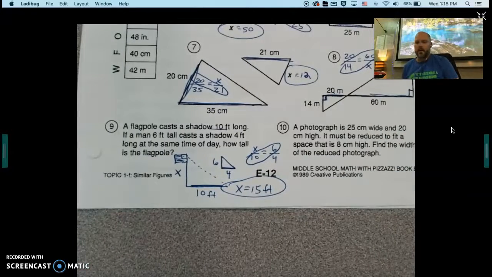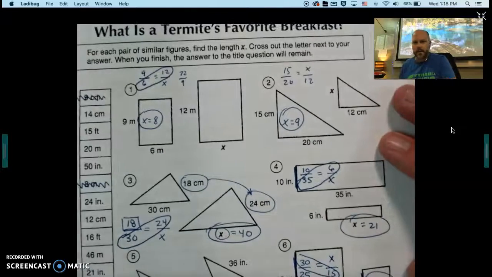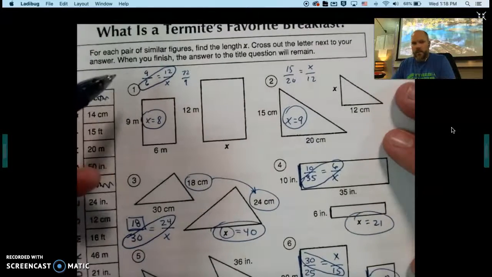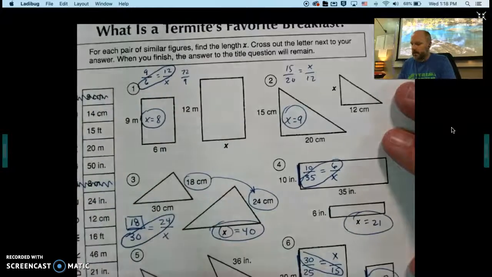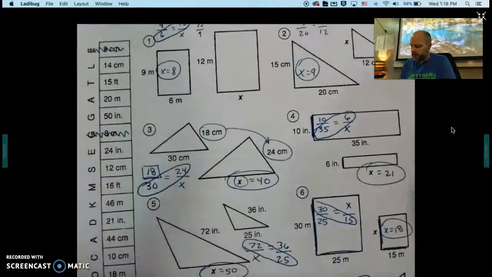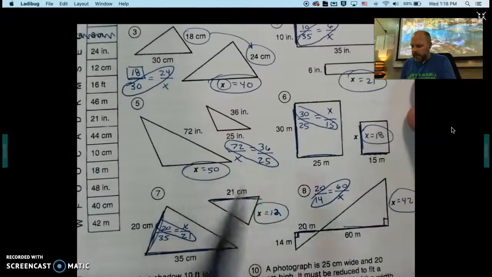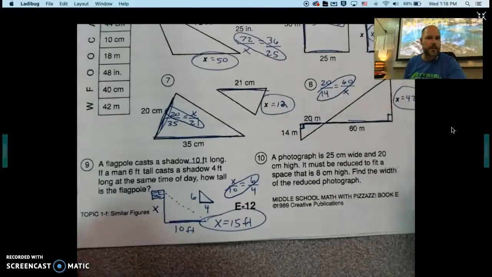Okay. Notice real quick, it doesn't really matter where your x is, okay? It doesn't matter. As long as your corresponding sides are lined up, it doesn't make a difference, okay? Sometimes the x is on the bottom right, sometimes it's on the top right, sometimes it's on the bottom left, sometimes it's on the top left. It doesn't matter as long as your corresponding sides match up.